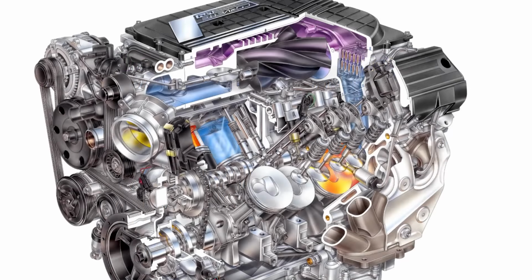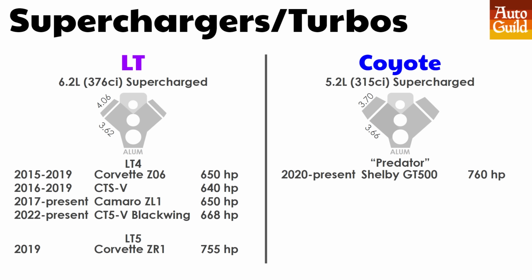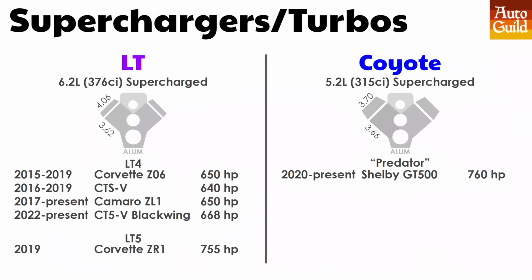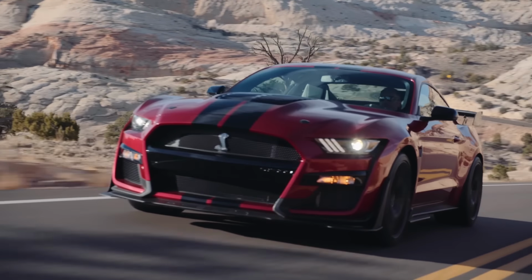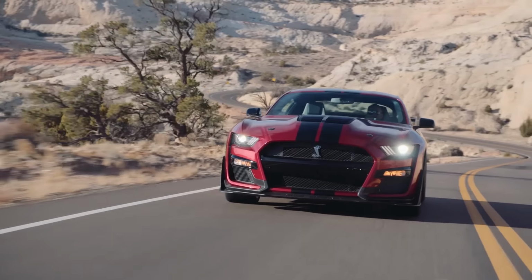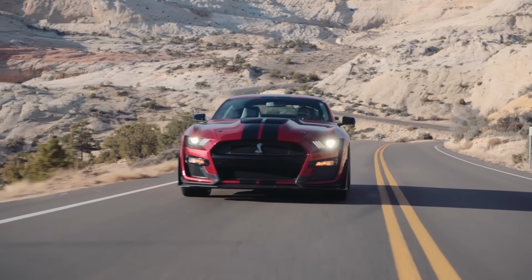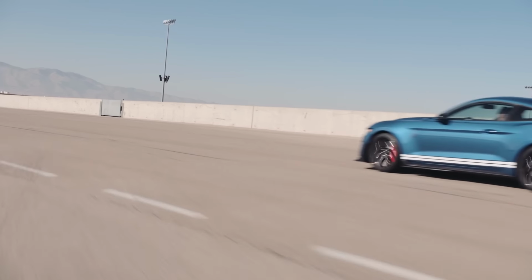You may be wondering, where are the supercharged engines? Of course, we've got superchargers. The LT4 was the replacement for the LS9 that debuted in the 2009 ZR1. And the LT5 came out in the 2019 ZR1 with 755 horsepower. On the Coyote side, you've got the Predator, which is in the GT500, which Car and Driver got a 3.6 second 0 to 60 out of. Interestingly, the ZL1 Camaro with 110 less horsepower did it in 3.4 in that same test.